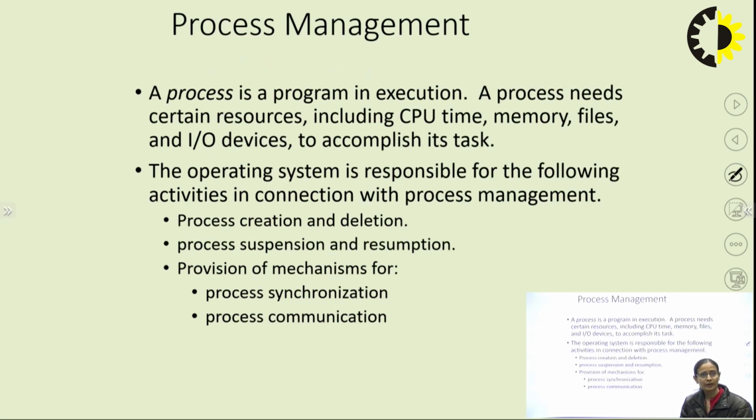Let's have a look at all these components one by one. First one is your process management. So we have already seen what a process is. It is a program in execution. It is just the code which you write, and once you execute it, then it is more than that. It includes various things, for example, CPU time, memory, files, input, output devices, etc. They also get associated with a program.